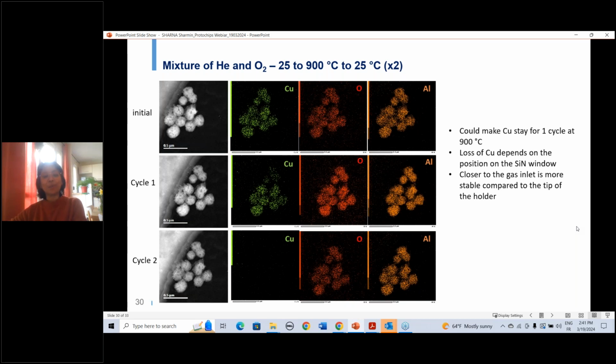And what we realized is, depending on whether the window is located towards the gas or away from the gas, we see some differences. In one case, the evaporation was faster than the other.